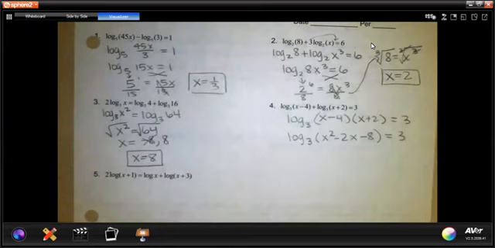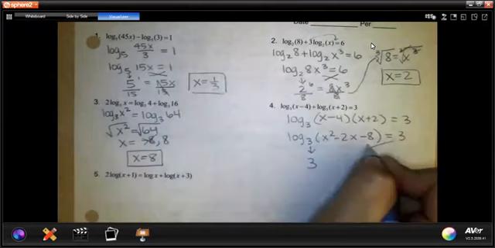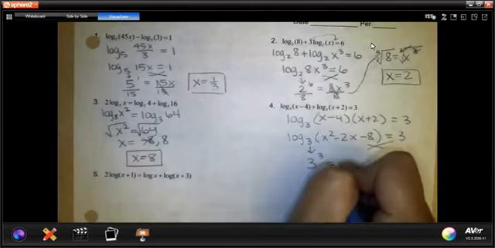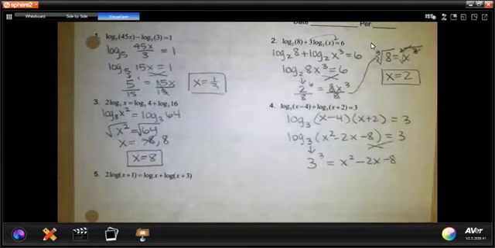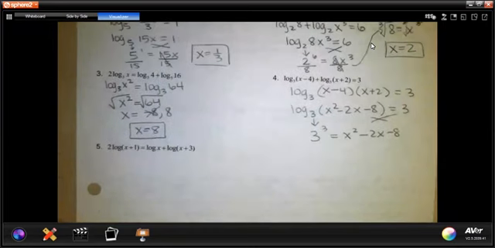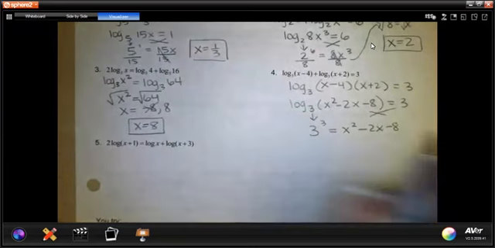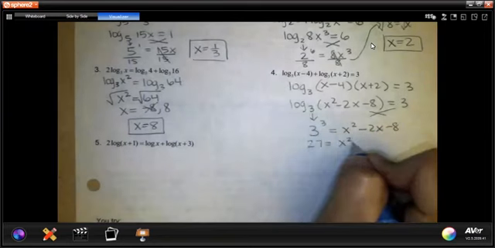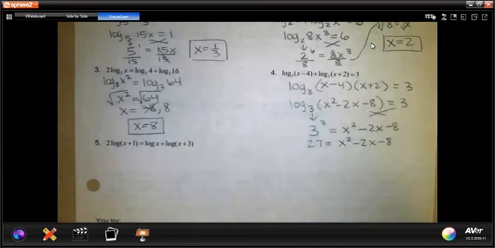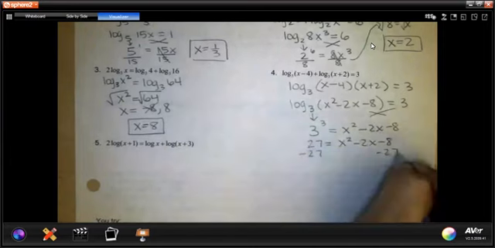Now I'm ready to convert this to an exponential. So I drop my base and switch. We've got a quadratic. We've done quadratics earlier in the year, so you should be able to do this quadratic. I'm going to go ahead and simplify that. That is 27. When we're solving quadratics, we want to get it set equal to 0. So I'm going to subtract the 27 to get it to the other side.